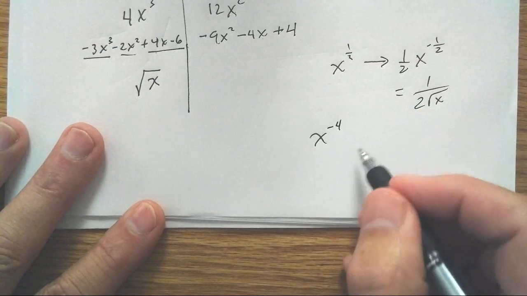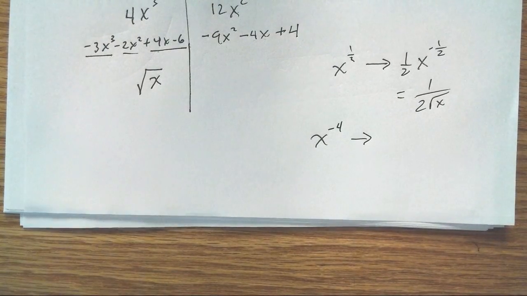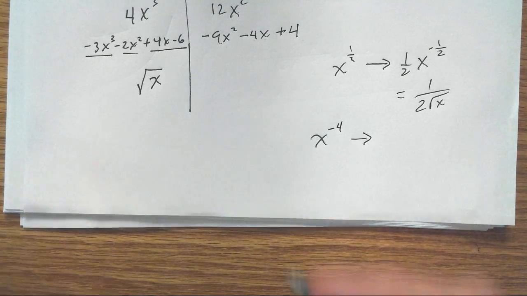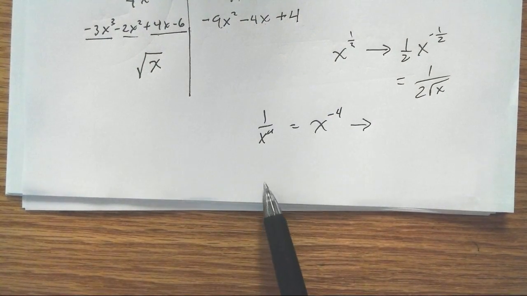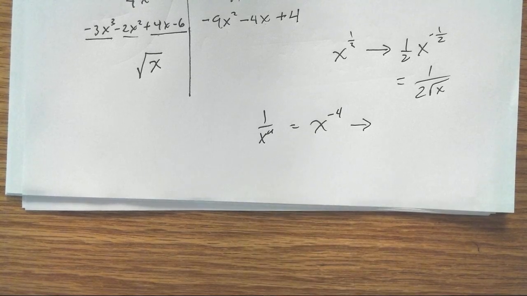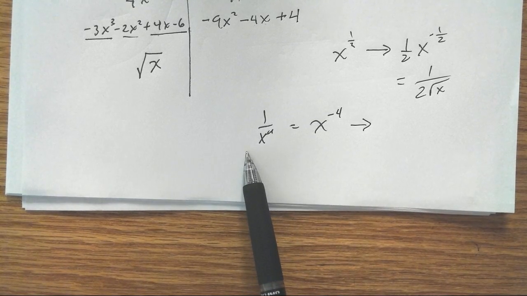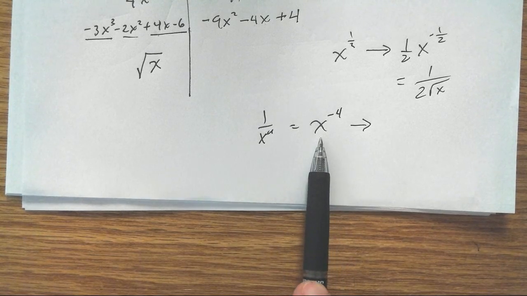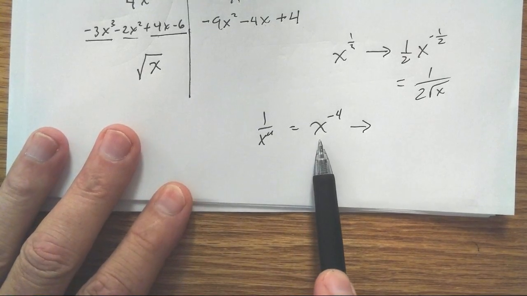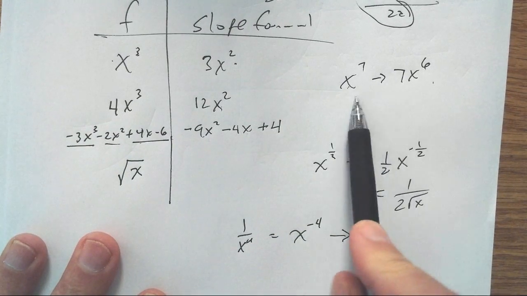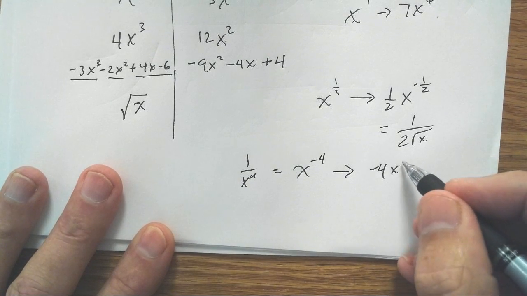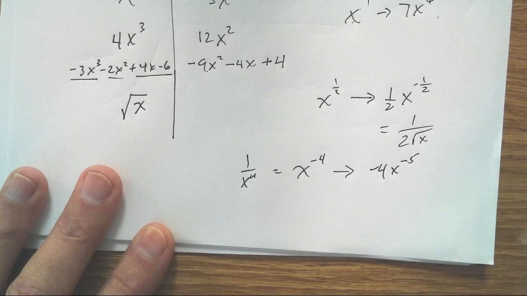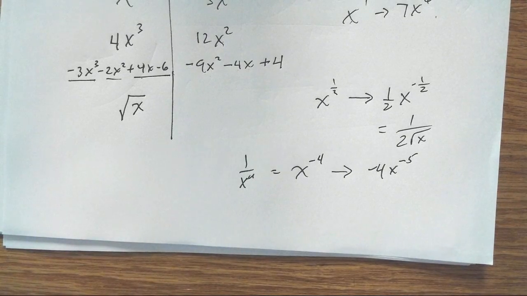How about this? x to the negative 4th. I shouldn't even have given it to you that way first. I should have given it to you this way and said 1 on x to the 4th. And then I would have told you, oh, by the way, it's not 1 on 4x cubed. x to the negative 4th. Exactly the same rule that got us to here. Negative 4x to the negative 5th.